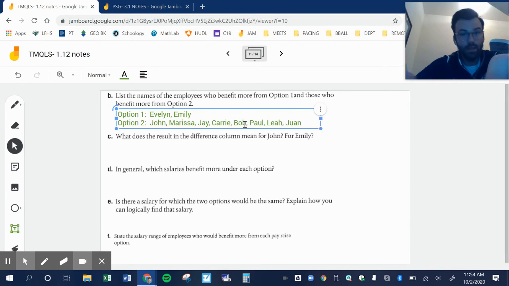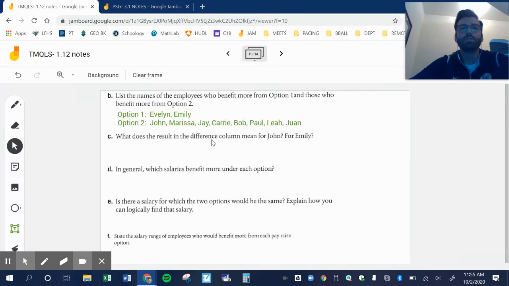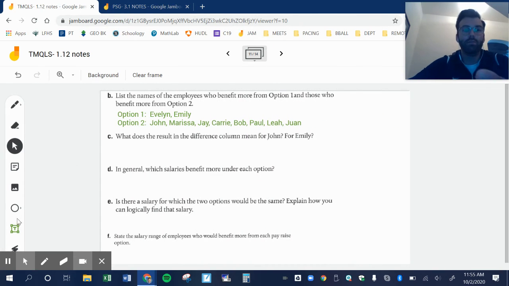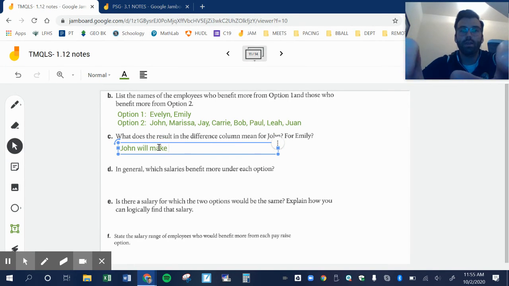All right. What does the result in the difference column mean for John? Let's look at the difference column for John. John has negative 775 here. So he will make less in option 1 than option 2. So John will make $775 less.